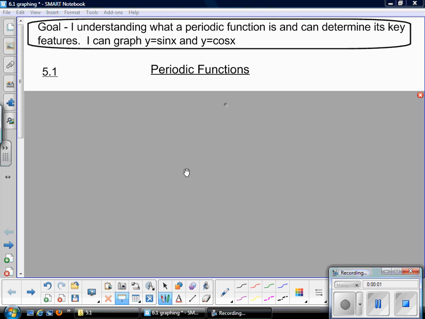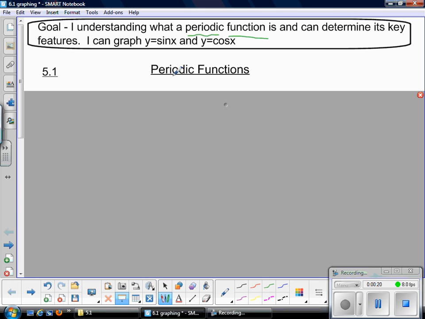All right, so the new unit. Our goal today is: I can understand what a periodic function is and can determine its key features, and also I can graph y equals sine x and y equals cos x. So these are related to our previous unit on trigonometry.